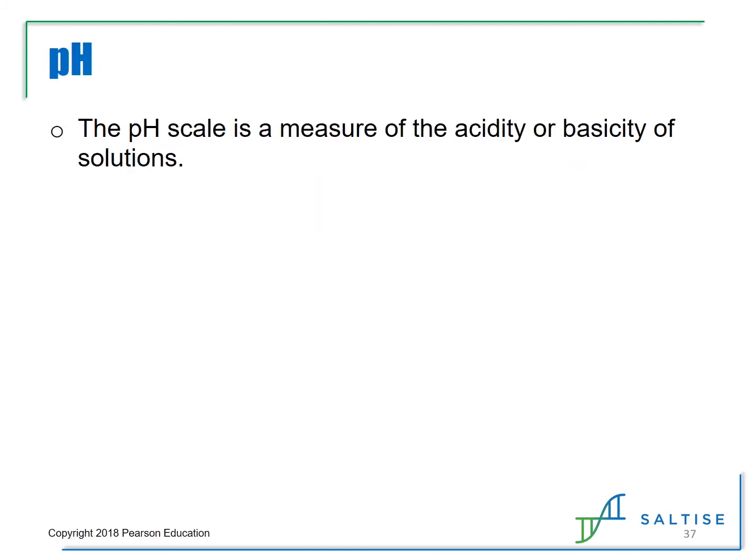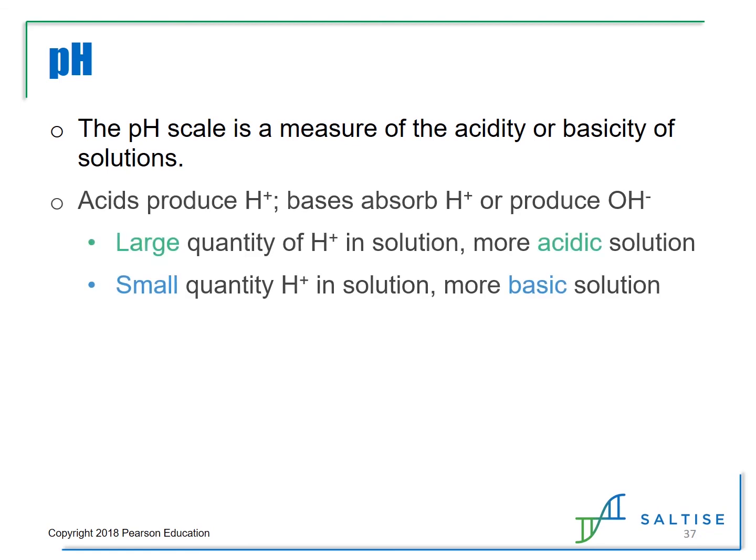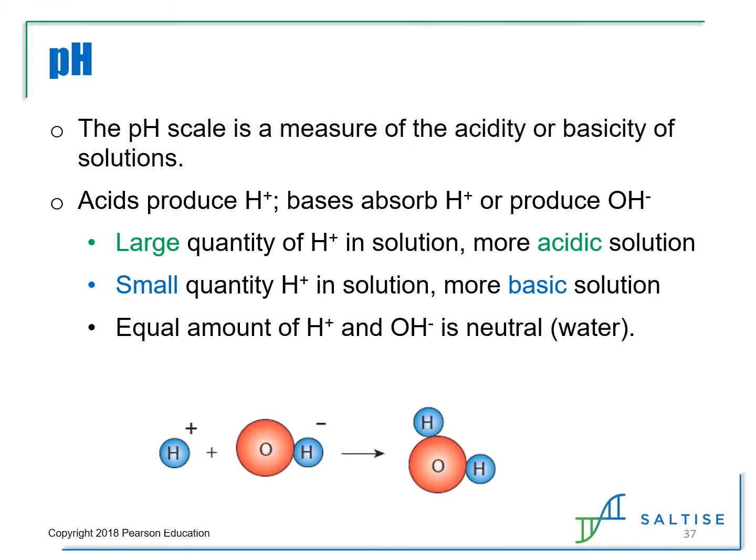The pH scale is used as a measure of the acidity or basicity of solutions. Acids produce hydrogen ions, and so the larger the quantity of ions in solution, the more acidic it is. Bases, on the other hand, absorb hydrogen ions, so the smaller the quantity of the ions in solution, the more basic the solution. When there is an equal amount of hydrogen and hydroxide ions, the two will react to form water. This makes the solution neutral, and so it is neither acidic nor basic.